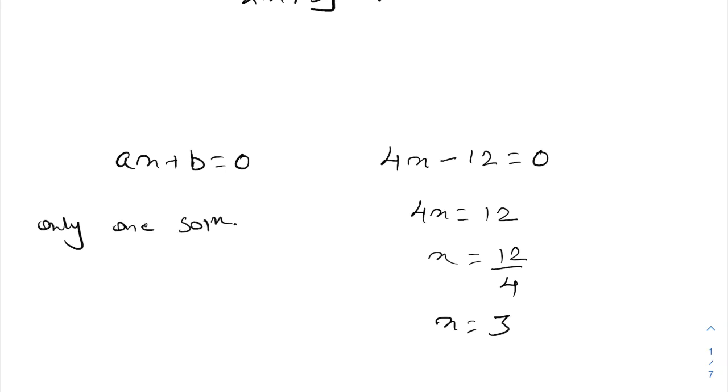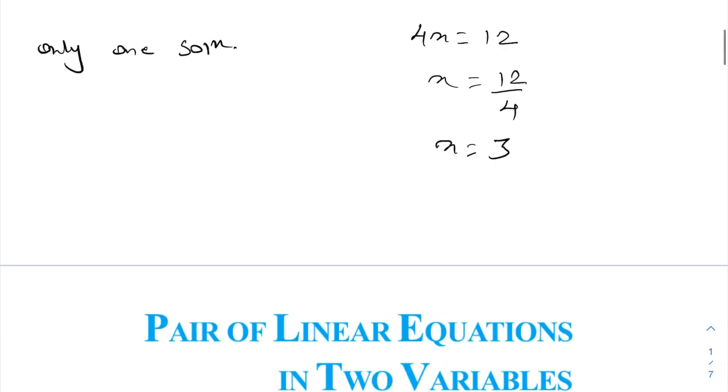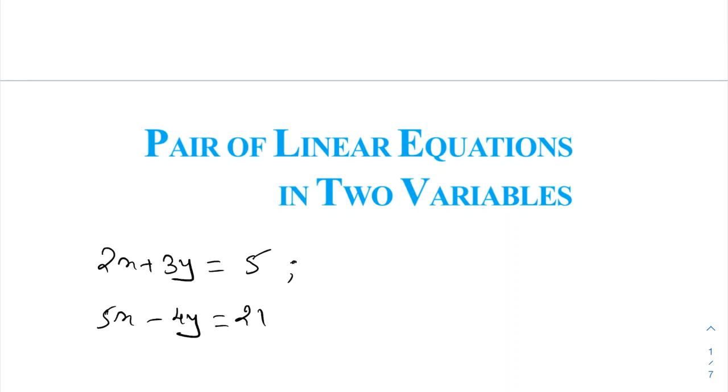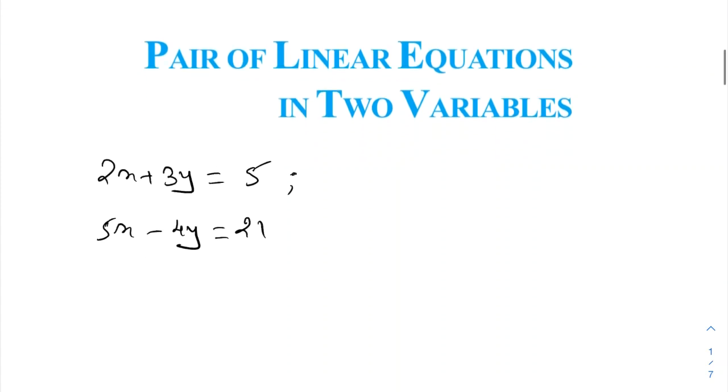Only one solution. But now in a pair of linear equations with two variables, we can have different types of solutions. We cannot say that we can have only one solution. Why? Because we can learn with the help of a graph. We know that for any equation we can draw one graph.